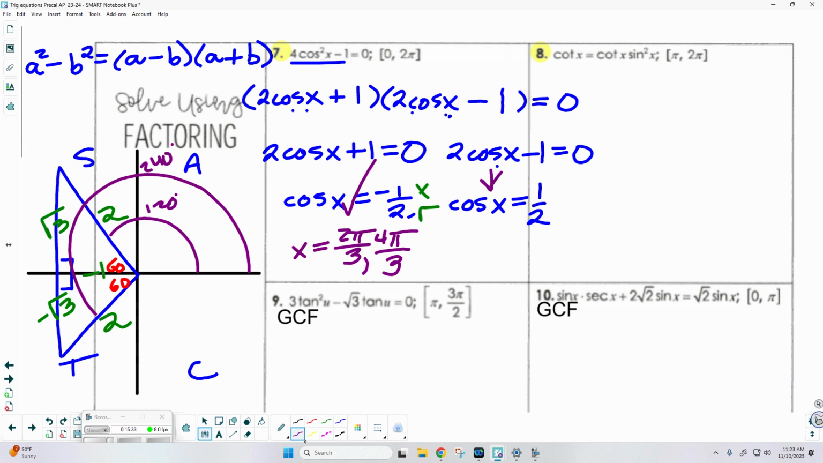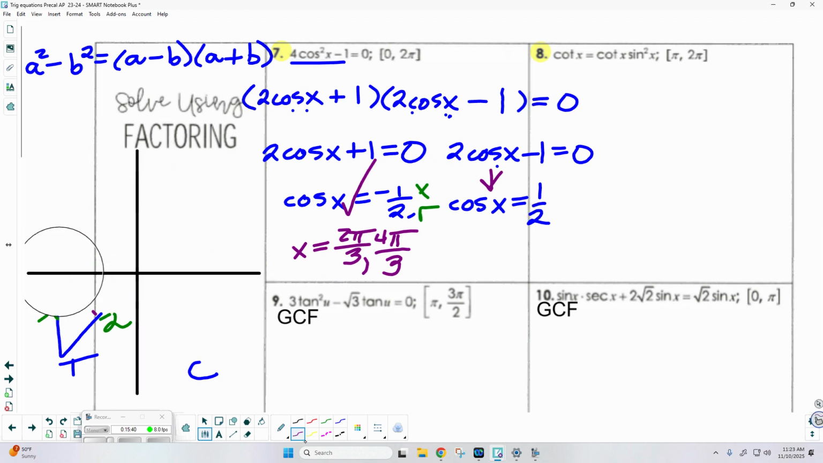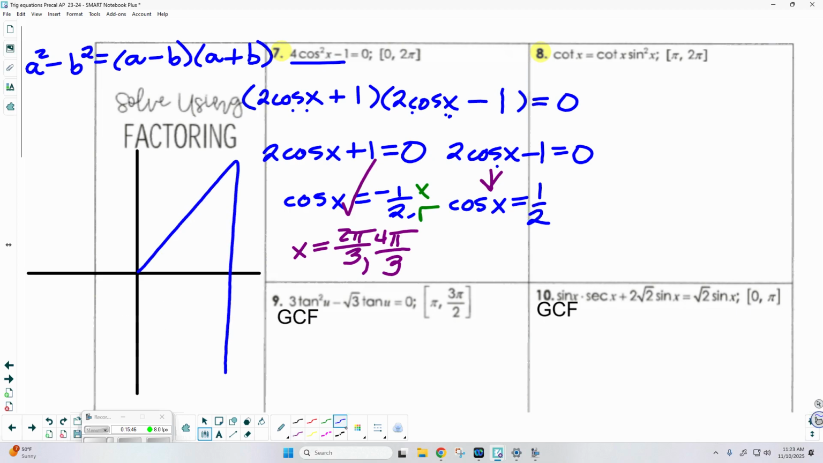Remember, I still have that other part of the factored version to set equal to 0. Okay. So where is cosine positive? So that'd be 1 and 4. Okay. And it's the same thing. We have an x value of 1, a radius of 2. It's going to be the exact same triangles that we were just looking at.